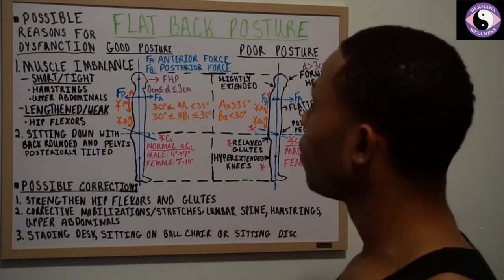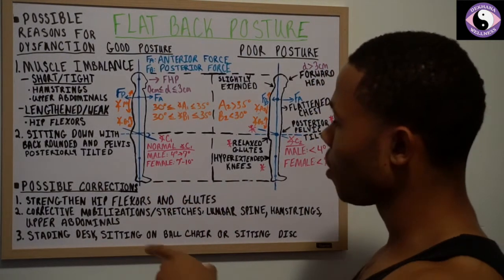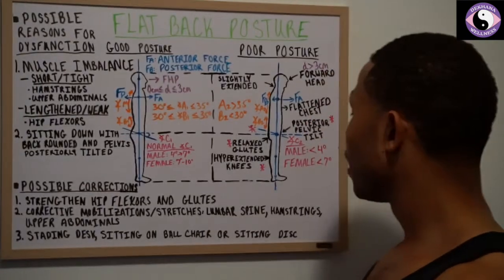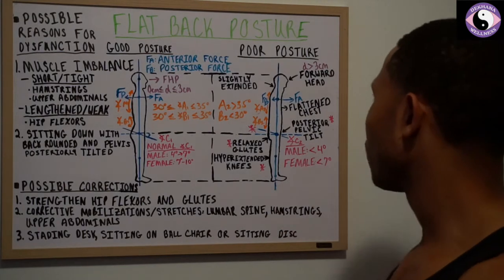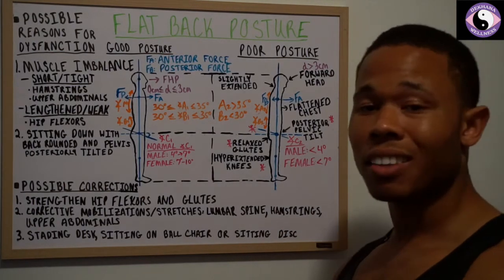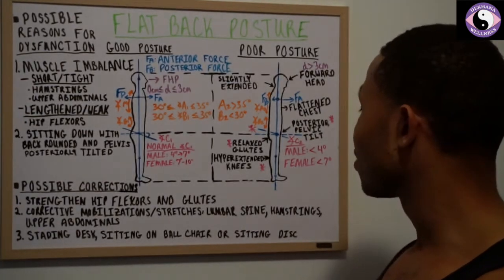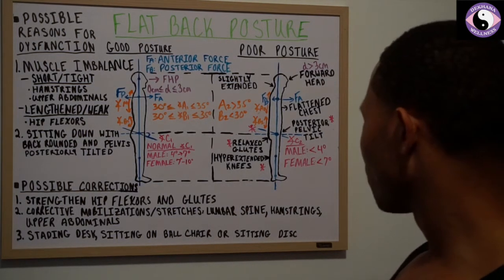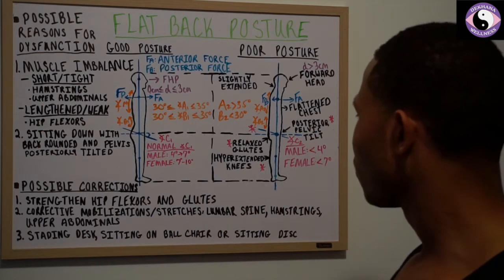Let's look at the angle of the pelvis now. So normal for males is going to be 4 to 7 degrees, and females is 7 to 10 degrees of a pelvic tilt. And then here, when we have the flat back posture, males is going to have less than 4 degrees of a pelvic tilt, and females are going to have less than 7 degrees of pelvic tilt. All right, so those are all the details I want to go over before we look at the corrections.